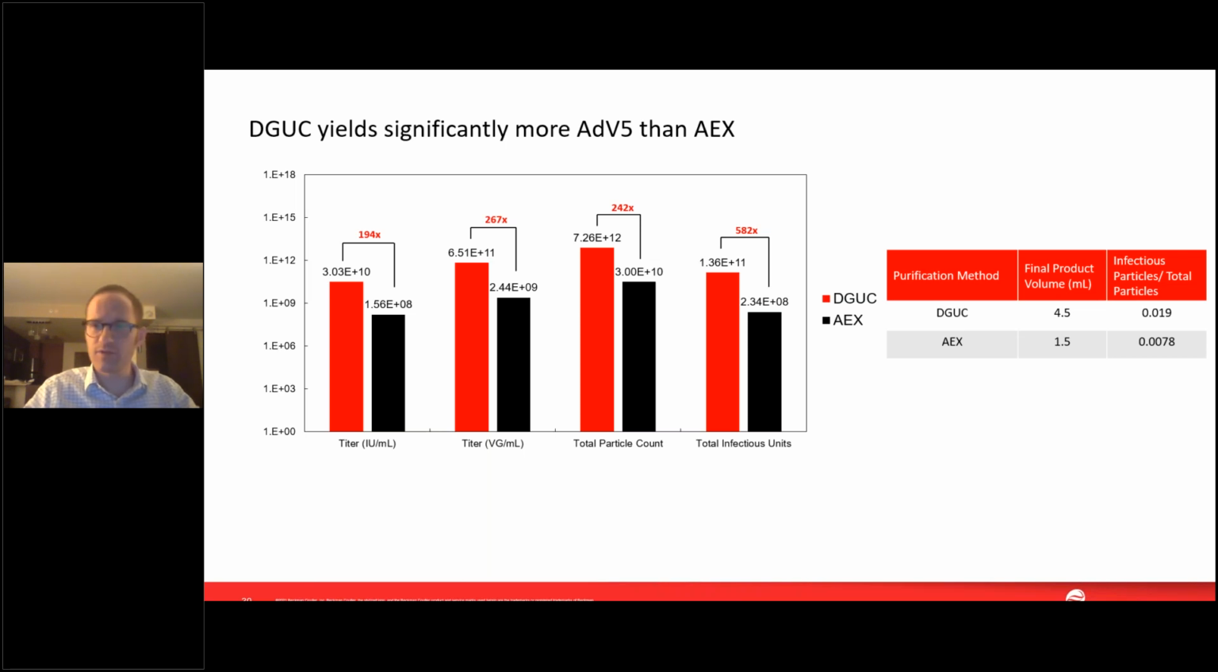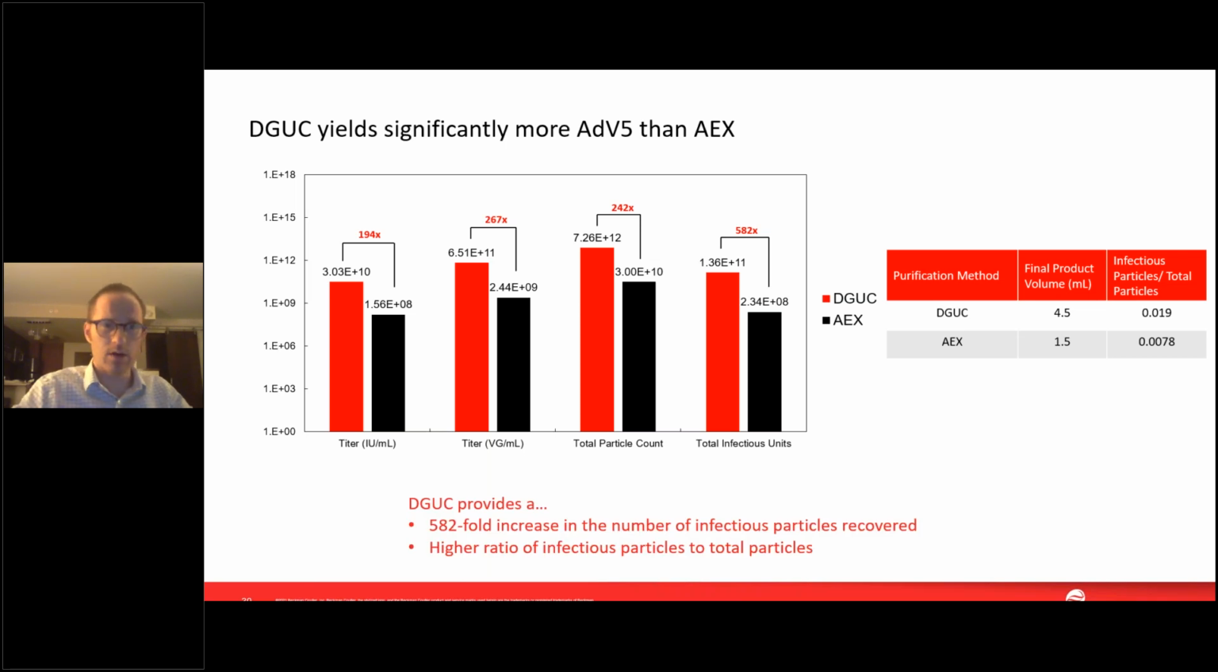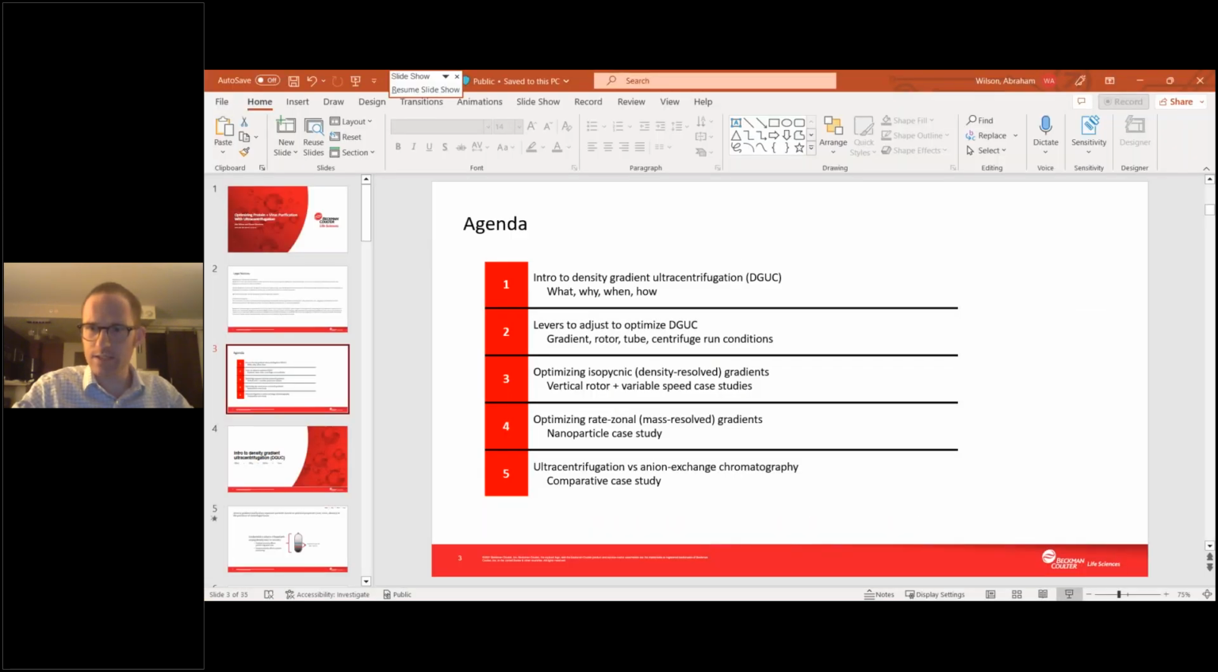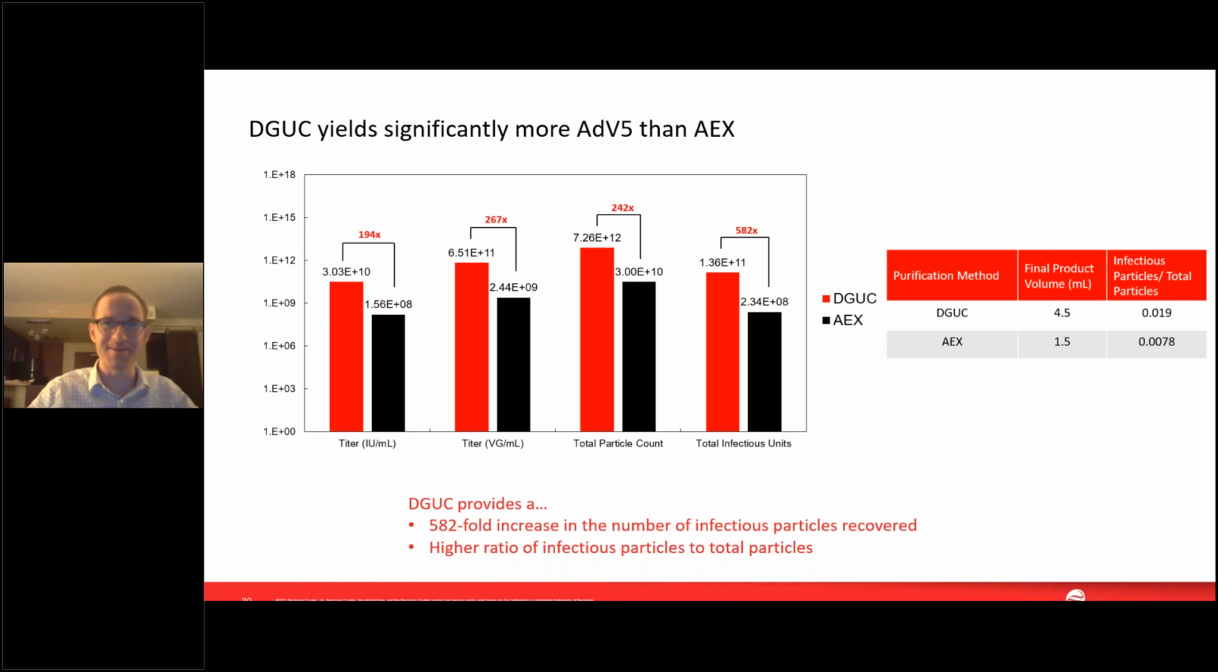Now, chromatography also comes with its advantages, right? The ability to scale up is much better, but we were able to get a much greater yield and recovery with the density gradient method. We have about a 582-fold increase in the number of infectious particles recovered, and we had a higher ratio of infectious particles to total particles.